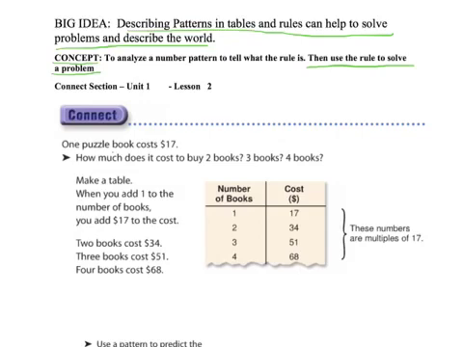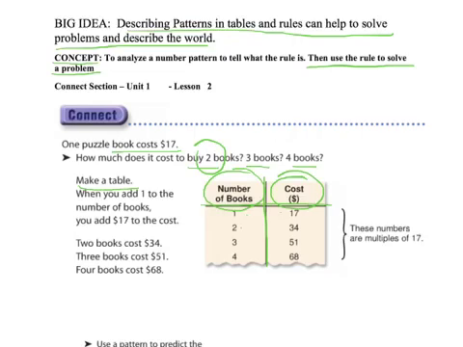One book costs $17. How much would it be for 2 books and 3 books and 4 books? One of the most effective ways to display a rule is to make a table. And generally when we make a table, the first column is the number of, in this case, books. Very good to be specific in your title. Number of books, and in the second column we have the cost. So for 1 book it would be $17.